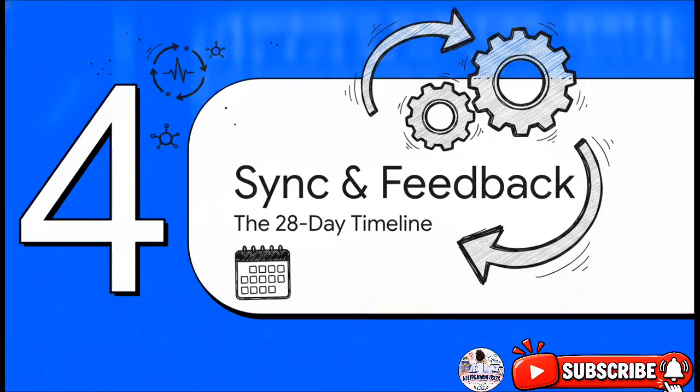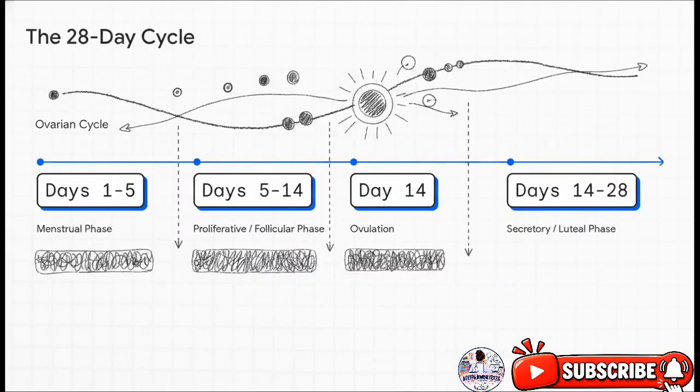Section 4. Synchronization and feedback. The 28-day timeline. This timeline really synthesizes everything we've covered, showing the absolute dual tracking of the ovarian and uterine cycles happening simultaneously over an average 28-day period. Notice how the follicular phase in the ovary aligns perfectly with the proliferative phase in the uterus. They both lead right up to day 14, ovulation.